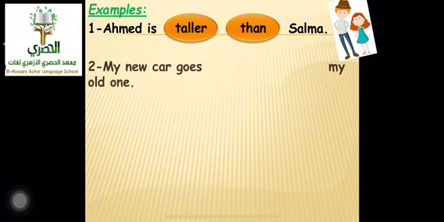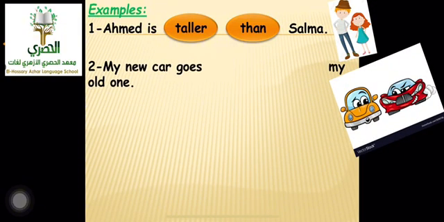Number 2. My new car goes space my old one. We have my new car and we have my old one. So we have two objects. We compare between only two. Don't forget that. My new car goes fast or faster? Excellent. Faster. Super, Primary 3. Faster than. My new car goes faster than my old one.